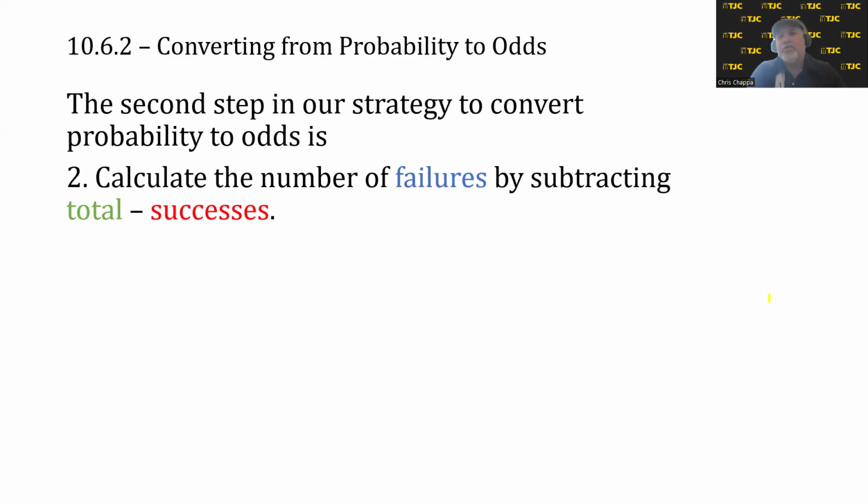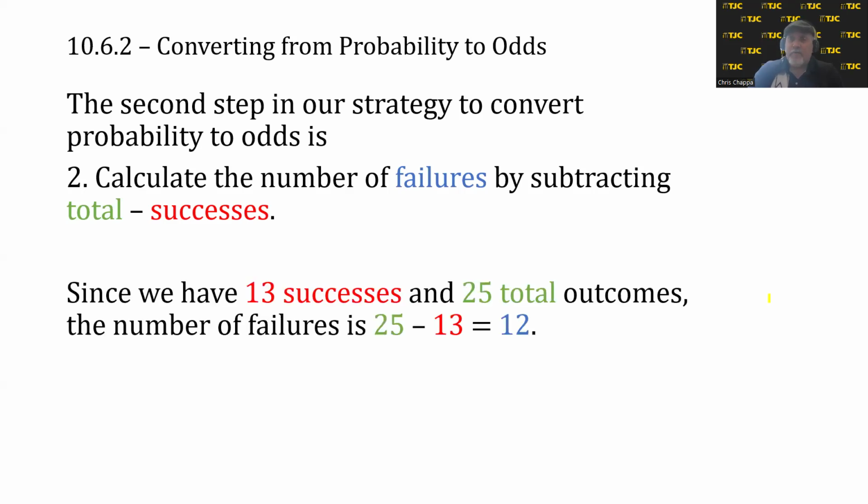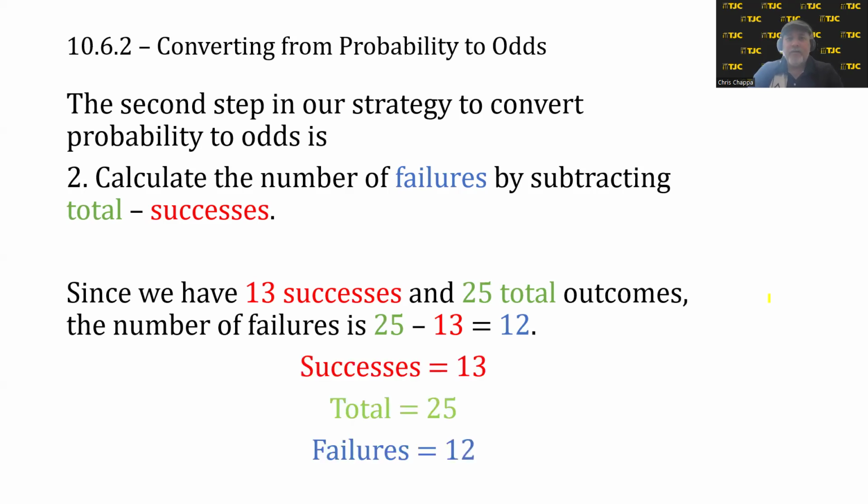The second step in our strategy to convert probability to odds is to calculate the number of failures by subtracting total minus successes. Fairly straightforward. Since we have 13 successes and 25 total outcomes, the number of failures is 25 minus 13, which is equal to 12. So now we have 13 successes out of 25 total outcomes, giving us 12 failures.